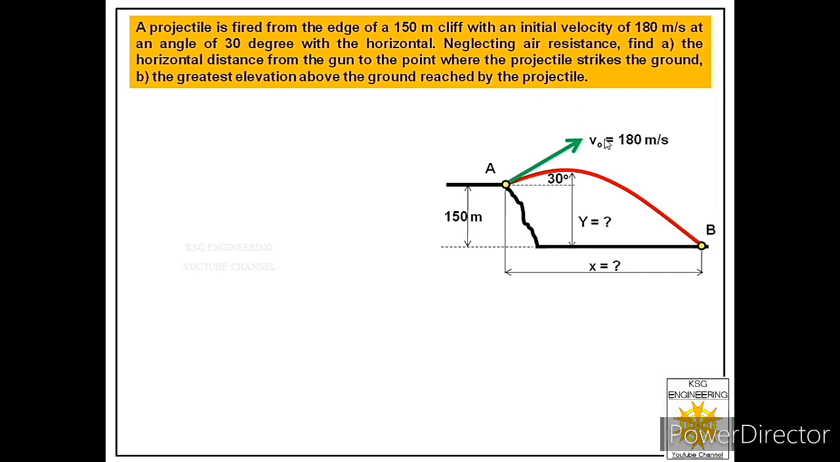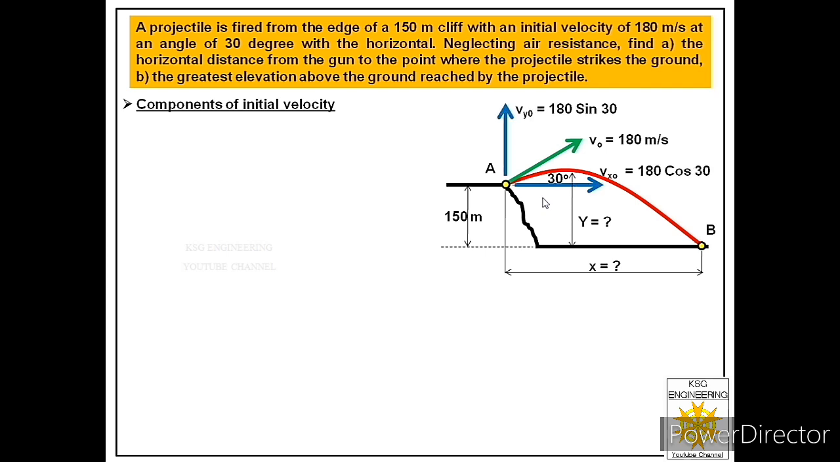So let us first start with the initial velocity of the projectile. It is given at 30 degrees to the horizontal. It means it will have two components, one along horizontal and other along vertical direction. So let us first resolve initial velocity of the projectile into its components. From the point of application, we will draw two components, one along x direction and one along y direction.